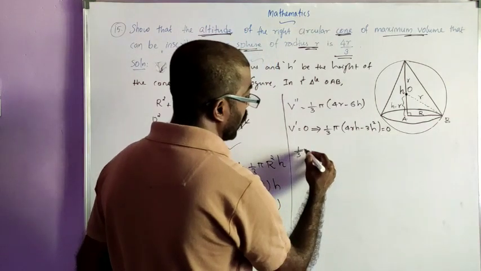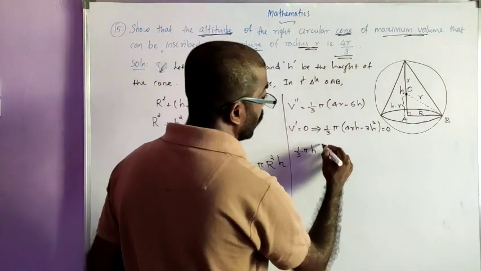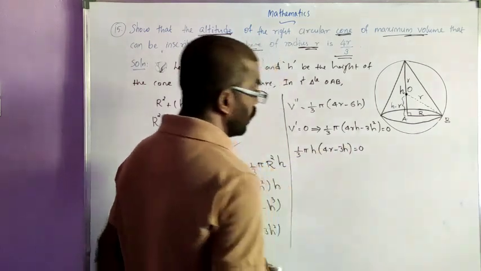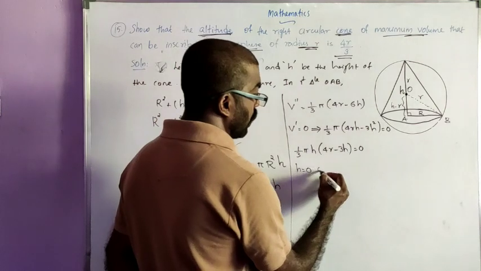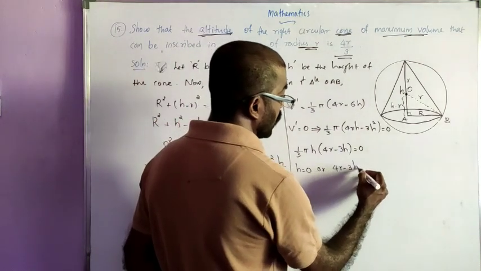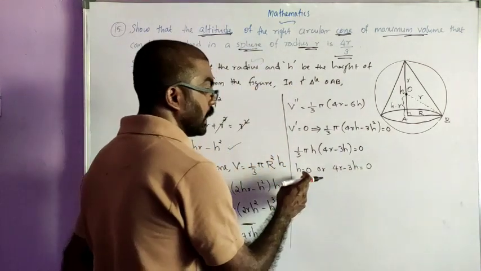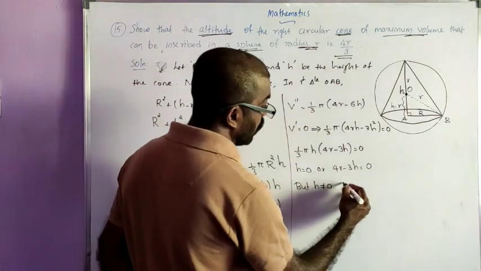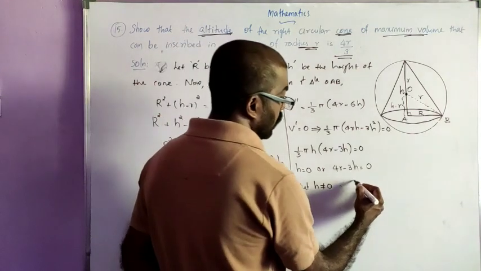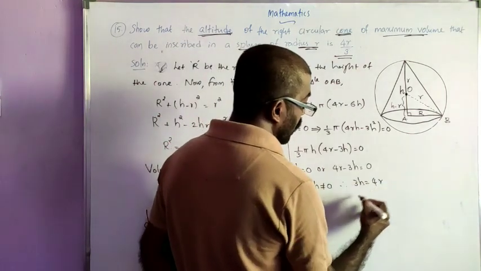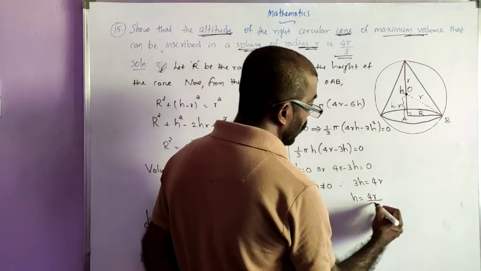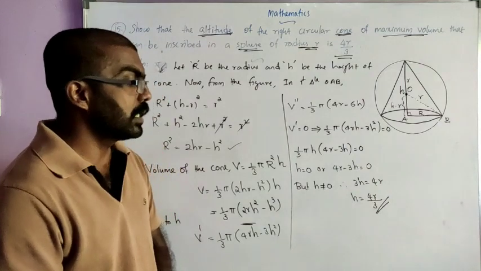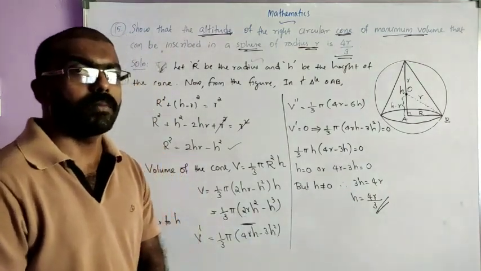That is 1 by 3 pi into, here we can take h common, h into (4r minus 3h) equal to 0, which implies h is equal to 0 or 4r minus 3h is equal to 0. Here h is the height, so h cannot be 0, therefore 3h is equal to 4r, or h is equal to 4r by 3. Now we have to find the sign of V double dash when h is equal to 4r by 3.